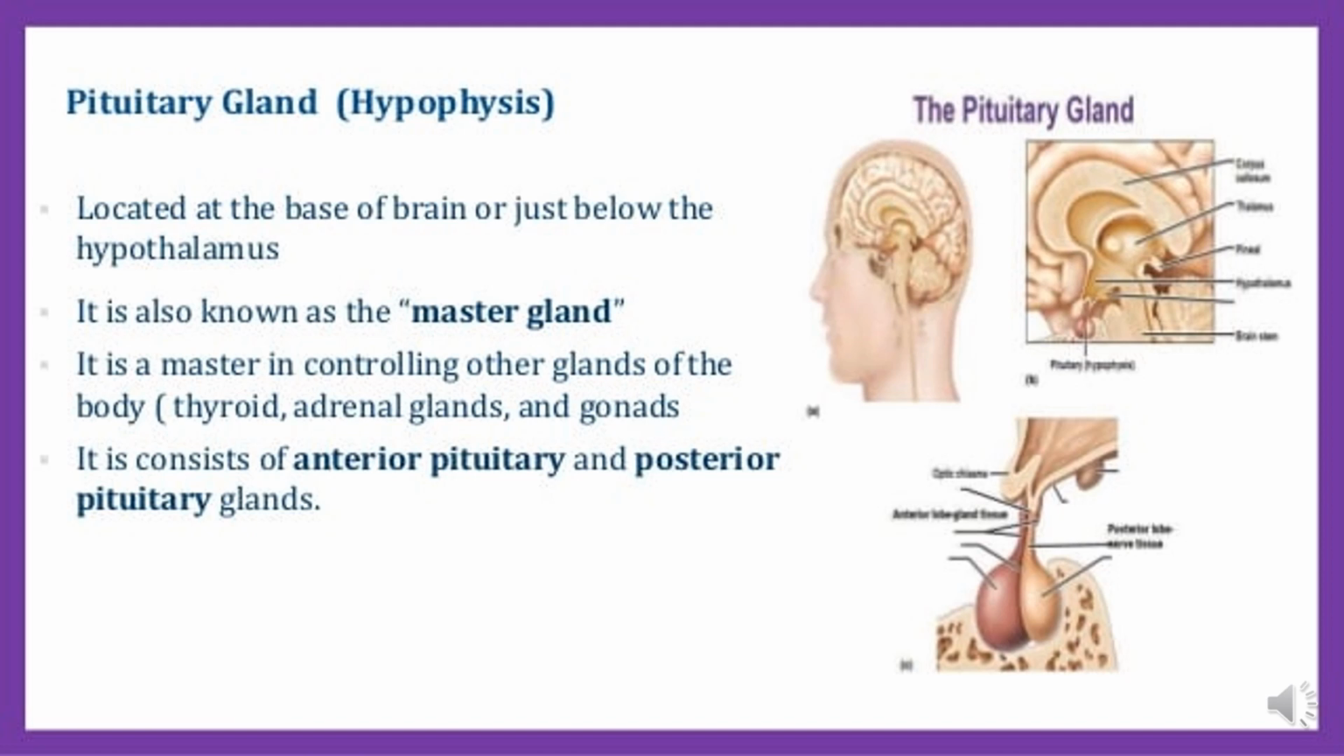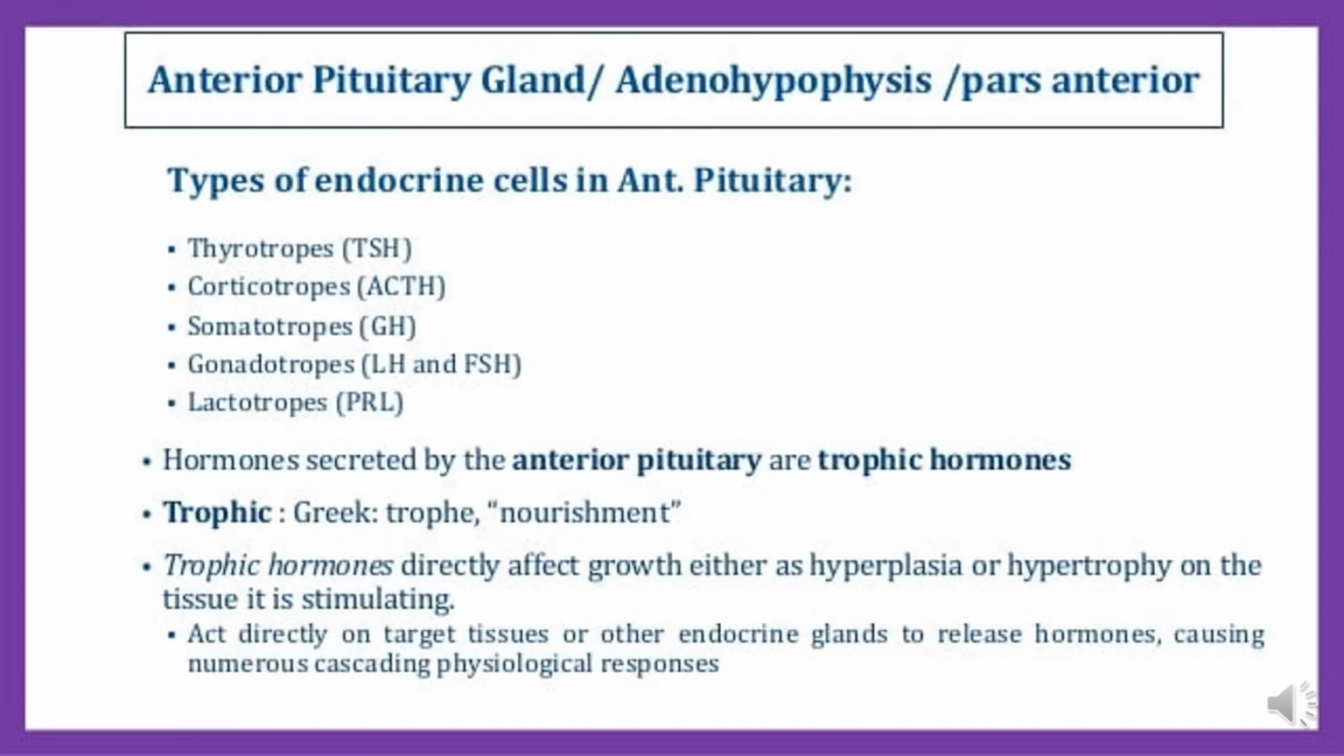Pituitary gland, where it is located. It is located at the base of the brain, just below the hypothalamus. It is also called the master gland. It is a master in controlling other glands of the body like the thyroid, adrenal gland and the gonads. It consists of two parts, namely anterior pituitary and posterior pituitary. Anterior pituitary gland can also be called adenohypophysis.